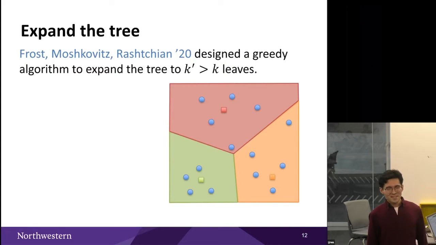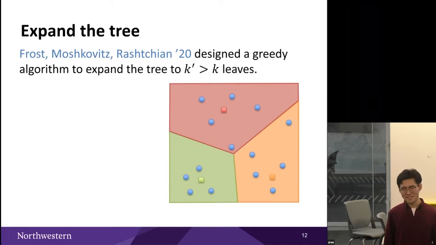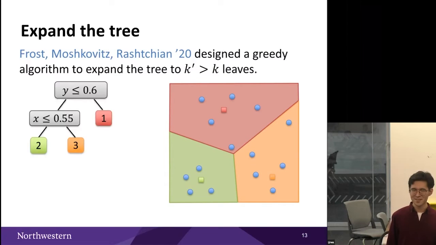Yeah. And then later, Frost et al. designed a greedy algorithm to expand the tree to more than k leaves, because we know that with exactly k leaves, the best we can do is order k. So we want to choose more leaves.